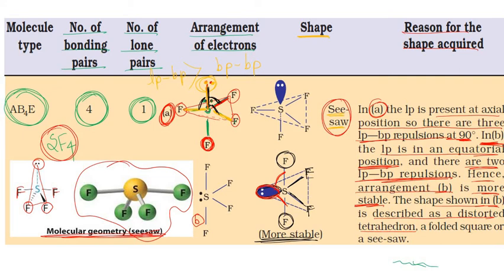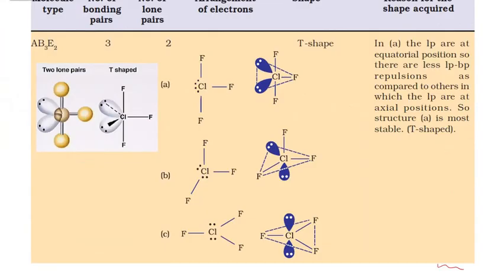Tetrahedron means there are 4 bond pairs and 1 extra lone pair is present. It means that it is a distorted tetrahedron, or it is also called a folded square, or it is also called a seesaw shape. Is it clear, students? So the last example with respect to the lone pairs in which the shape is changing, that is, a distortion is going on. Okay, let us try to understand that example.